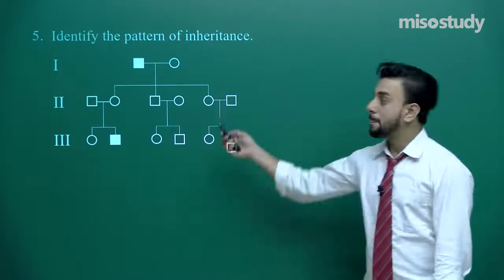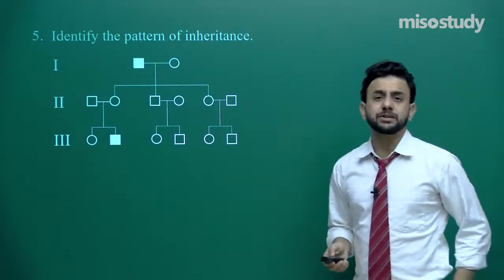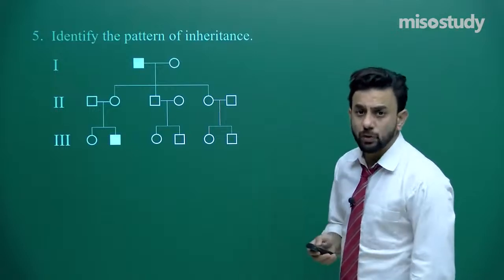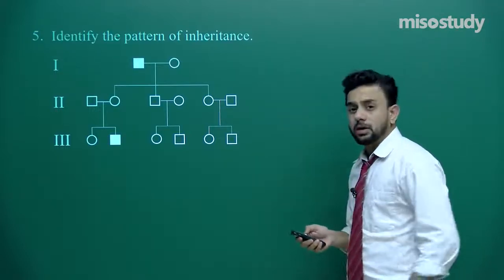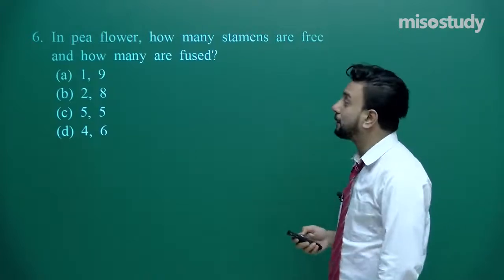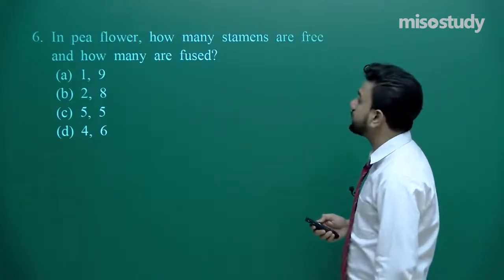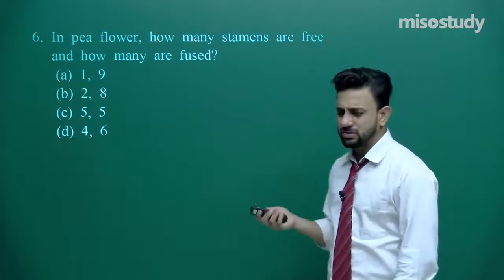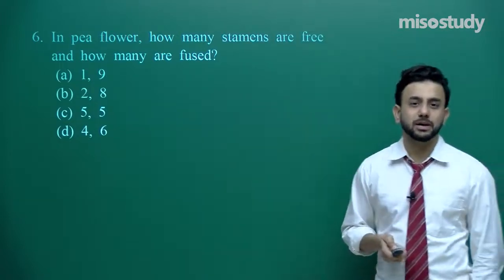Okay, jokes apart, we had done till the 5th question, the pedigree analysis. We move on to the next question. In pea flower, how many stamens are free and how many are fused? Why should we bother about the pea flower first of all?